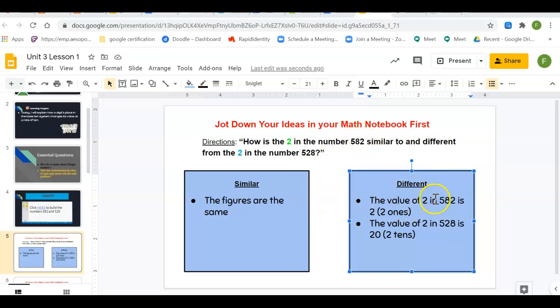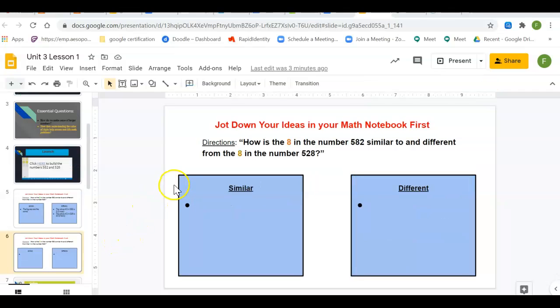Well, the value of 2 in the number 582 is just 2, which means it's 2 ones. It's in the ones place. Okay. So the value of 2 in the number 528 is 20. It represents 2 tens because the 2 is sitting in the tens place. Okay, so that's the difference between those.